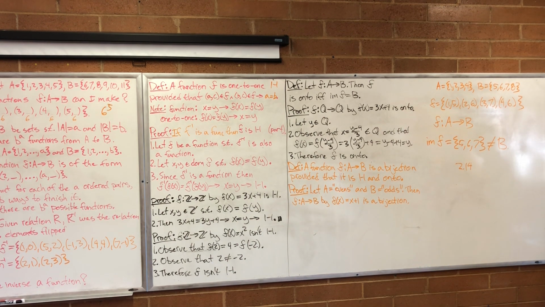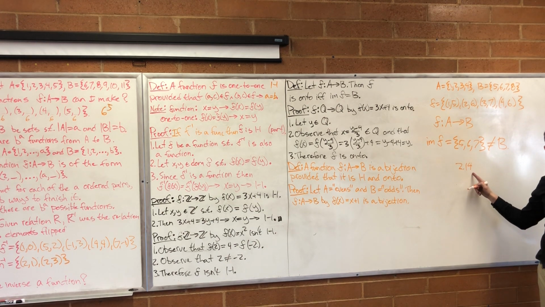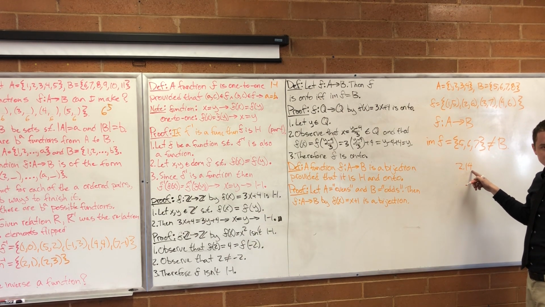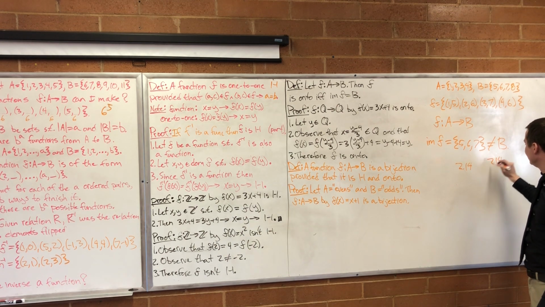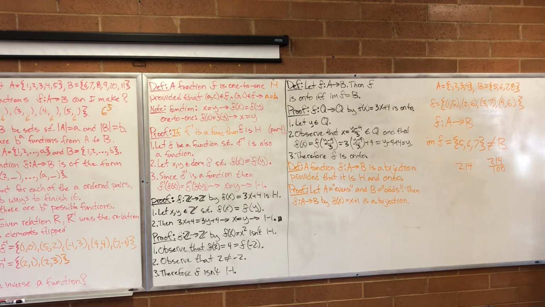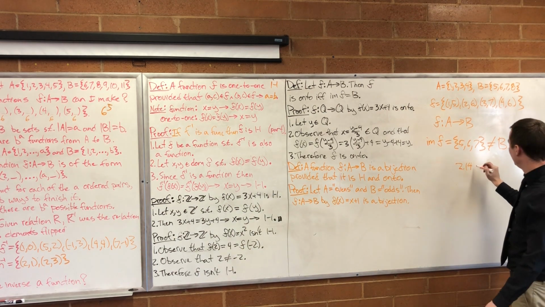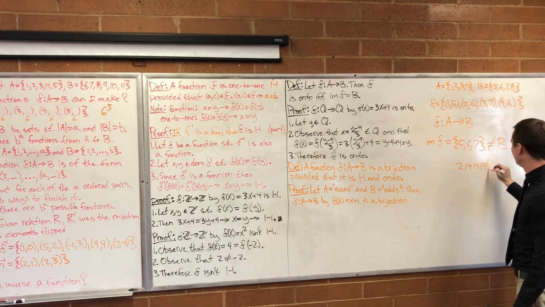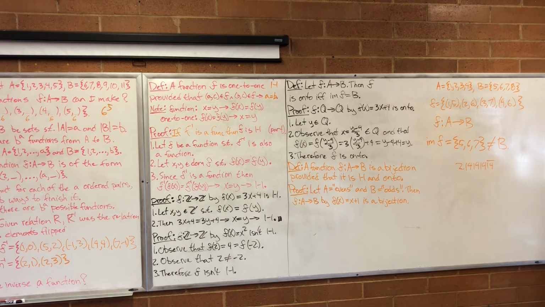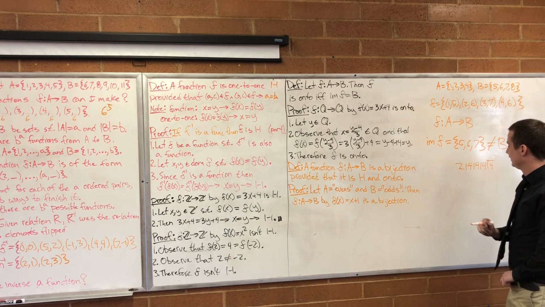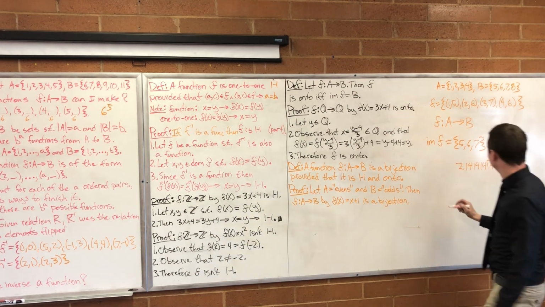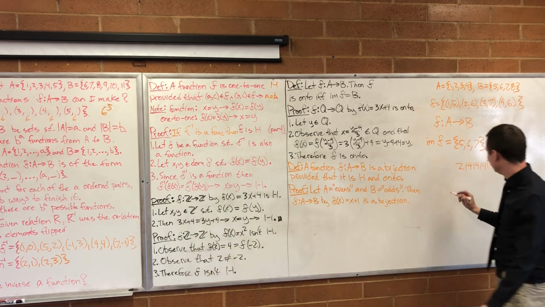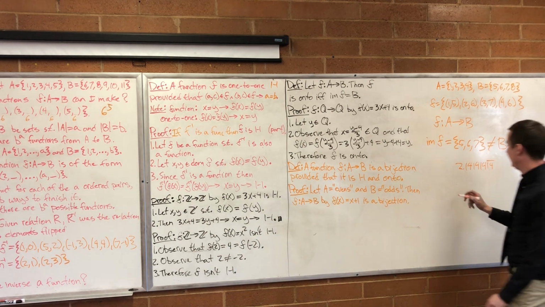Is 2.14 rational? Yeah. How? It's 214 over 100, right? Is 2.14141414 repeating a rational? Yes, it is. How? We'll show you how.